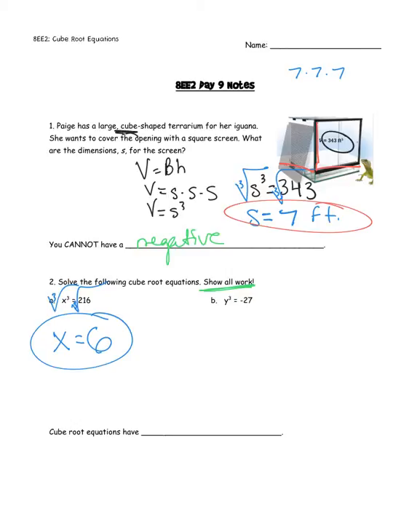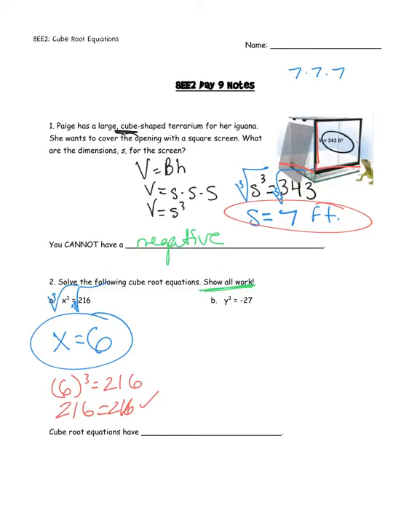Now we're going to plug it back in to make sure that we're correct. So x, which is 6, cubed should equal 216. And again, 6 times 6 is 36, times 6 is, in fact, 216. So I know that I did this equation correctly. All right, let's go on to the next problem. Actually, try this next problem by yourself, and then we'll check together to see if you got the right answer.